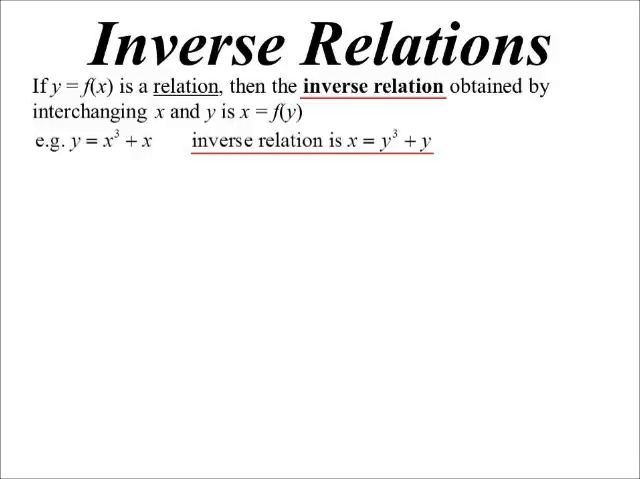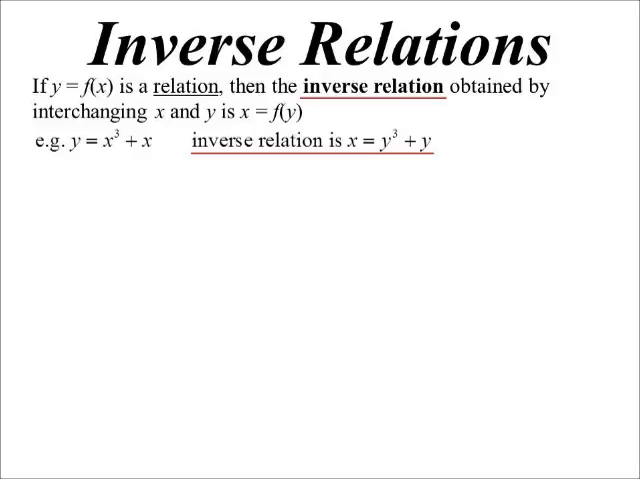So if y equals function x is a relation, then the inverse relation is simply found by swapping the x and the y around. So y equals x squared, its inverse relation would be x equals y squared, and so on. Actually, here's my example: y equals x cubed plus x. Just swap the x and the y's around.